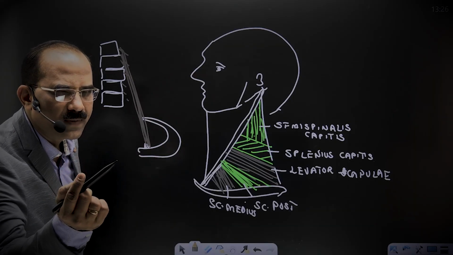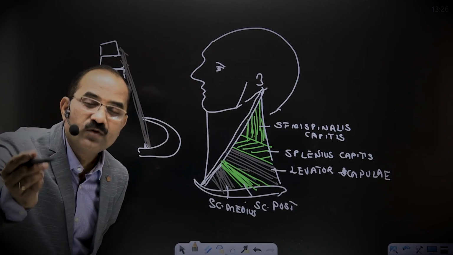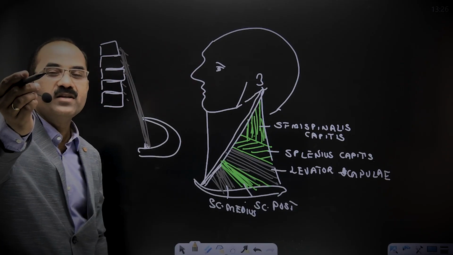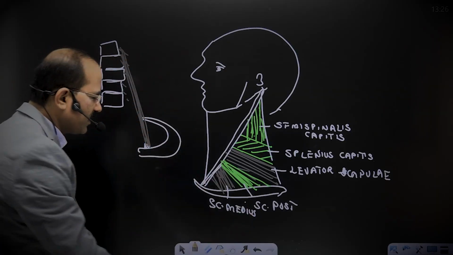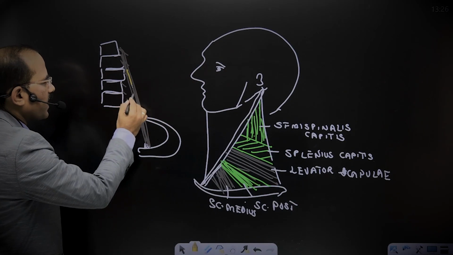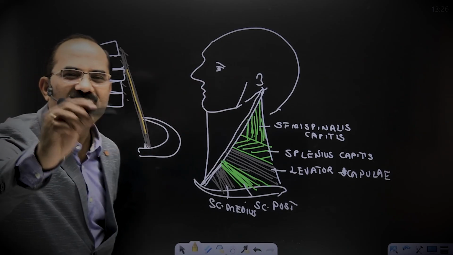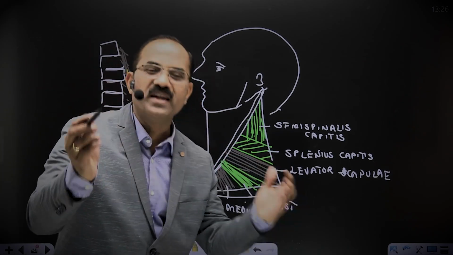One more thing can I tell you? Now, there's something lying on the scalenus anterior. There's a nerve, in fact, lying on the scalenus anterior. Another extremely important MCQ for you students, nerve lying on the scalenus anterior. And that's how you identify this muscle as the scalenus anterior. The nerve is phrenic nerve.